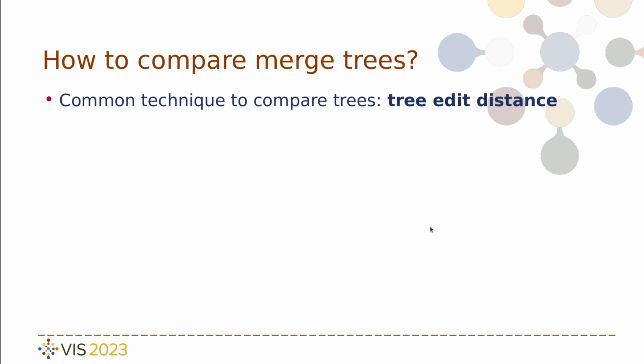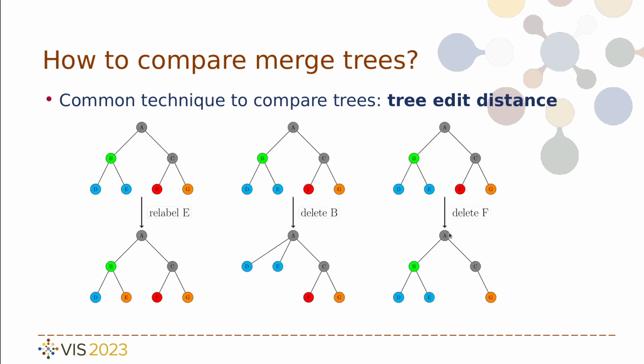Okay. Now, if we have this abstraction, so if we have these merge trees, how do we actually compare them? Well, a common technique in computer science is to compare them using a tree edit distance. I don't want to go into too much detail how these work, but the idea is that they are based on edit operations, such as relabeling a node, deleting a node, or inserting a node. And then we want to find a sequence of edit operations that very cheaply turns one tree into another, and this defines our distance. The cheapest sequence of edit operations gives us our tree edit distance.